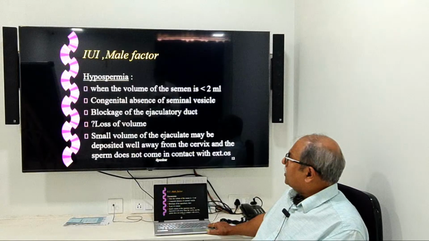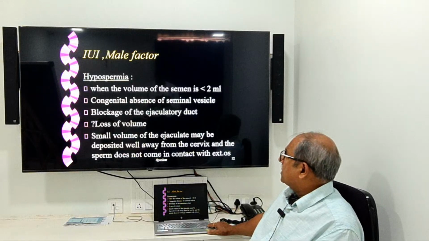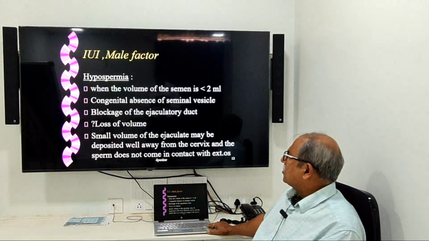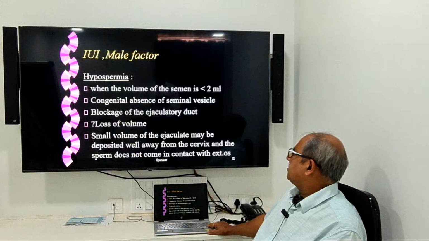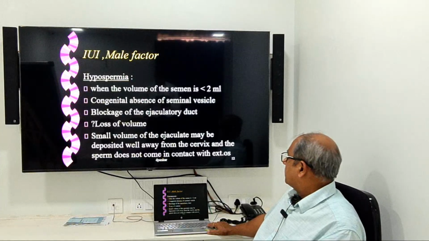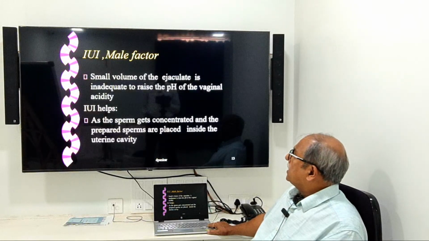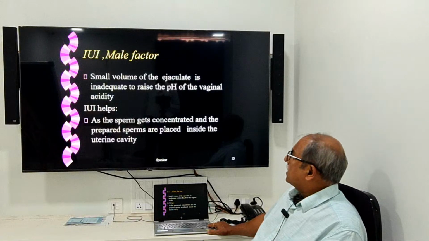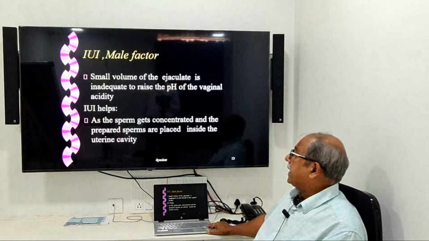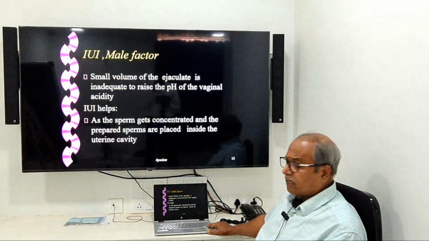When there is hypospermia, when the volume of the semen is less, such as congenital absence of seminal vesicle, blockage of the ejaculatory duct, or loss of volume, a small volume of the ejaculate may be deposited well away from the cervix, and sperm does not come in contact with the external os. Again, a small volume of the ejaculate is inadequate to raise the pH of the vaginal acidity. Then sometimes IUI helps, as the sperm gets concentrated and the prepared sperms are placed inside the uterine cavity.